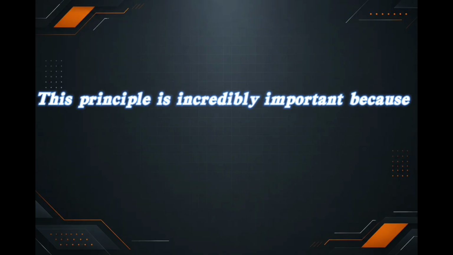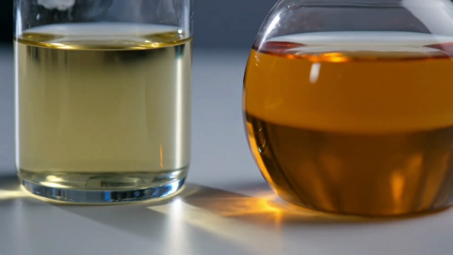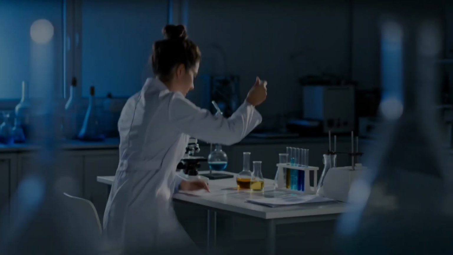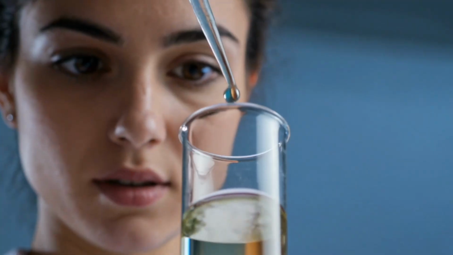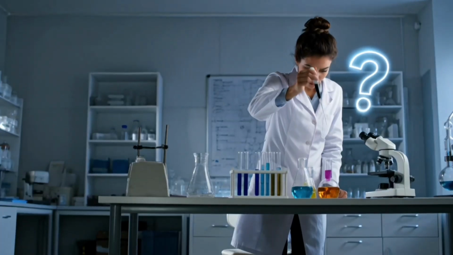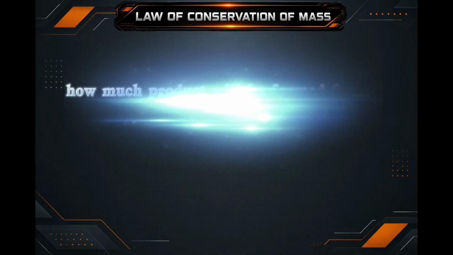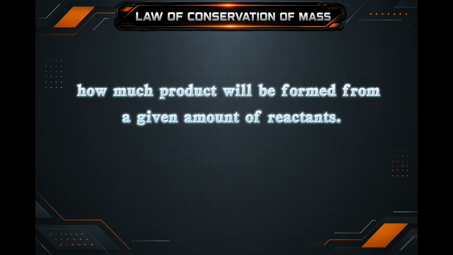This principle is incredibly important because it allows chemists to predict the amounts of substances involved in reactions. It forms the foundation of chemical equations and stoichiometry, which helps scientists calculate how much product will be formed from a given amount of reactants.